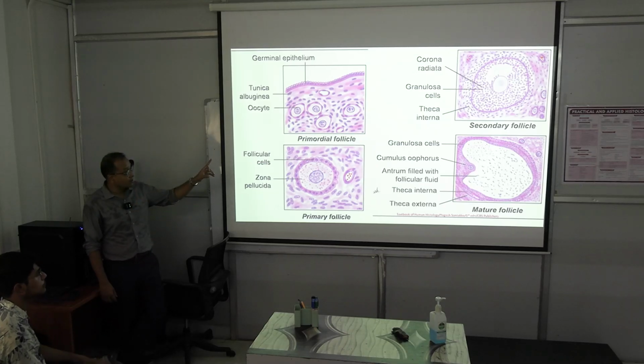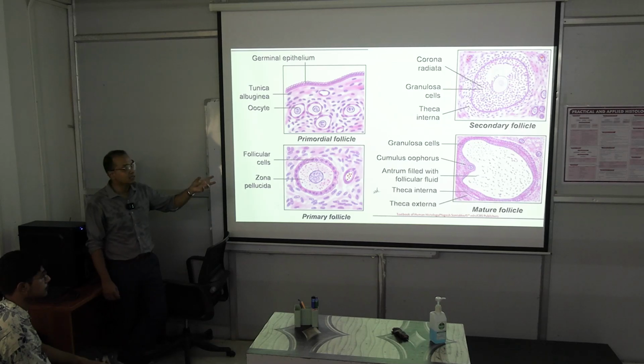In case of the primordial and the secondary, it was primary. In case of the Graafian, it completes the cell division and becomes a secondary oocyte. At the secondary oocyte stage, this mature Graafian follicle is ready to eject the ovum, surrounded by the corona radiata and zona pellucida. So this secondary oocyte is thrown out into the system, picked up by the fallopian tube.